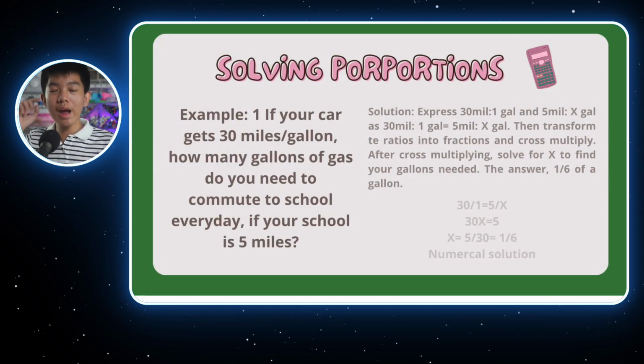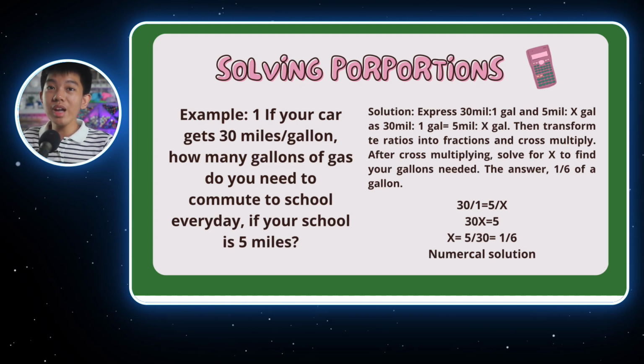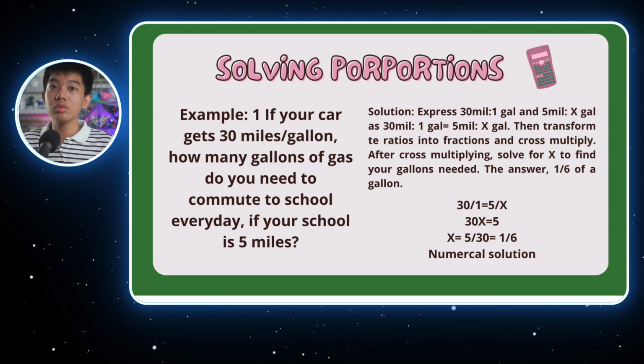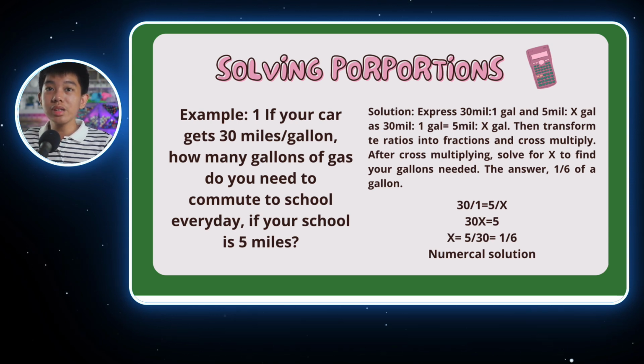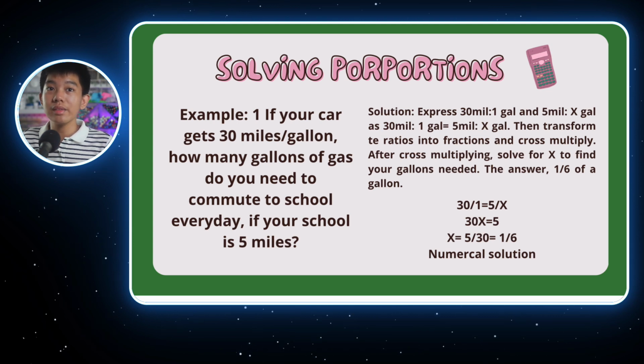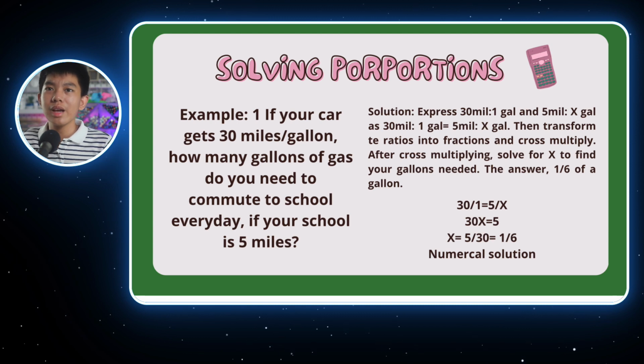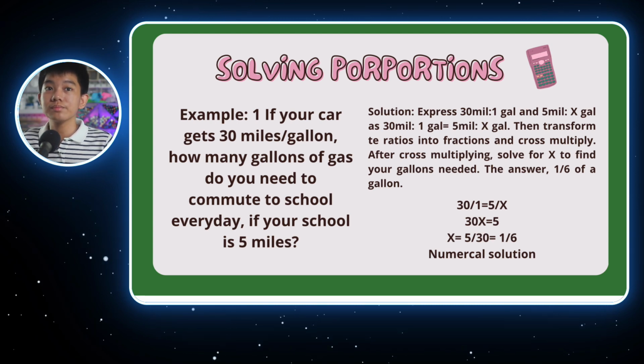Now, let's say you were asked to solve problems in ratio. These examples will show you how. So imagine if your car gets 30 miles every time it gets fed 1 gallon, how many gallons of gas do you need to commute to your school every day if your school is 5 miles away? First, you gotta get your two ratios. The first one should be the miles to gallons, in this case 30 miles to 1 gallon, and the second should be 5 miles to an unknown amount of gallons, which we'll just put X there for now.